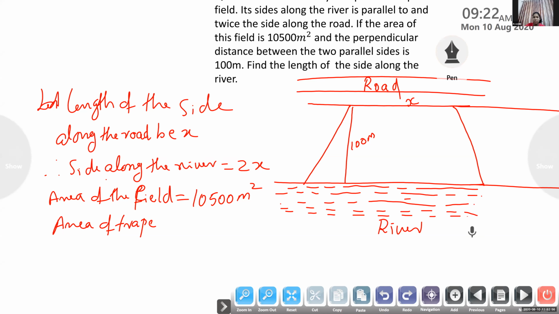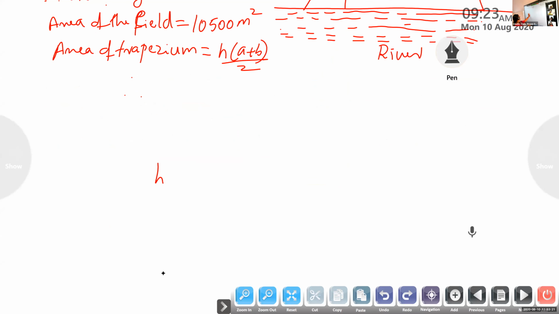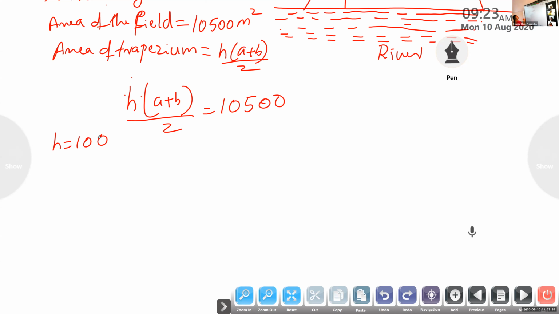Area of trapezium is equal to half into h into a plus b by 2. So, therefore, we can write h into a plus b by 2 equal to 10,500. H equal to 100 is given in the question.